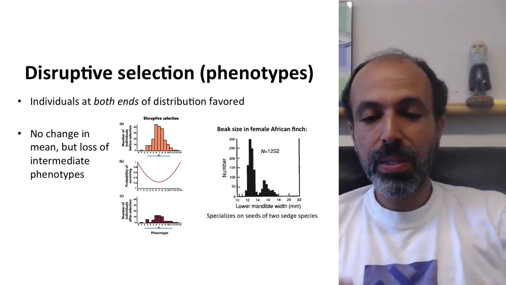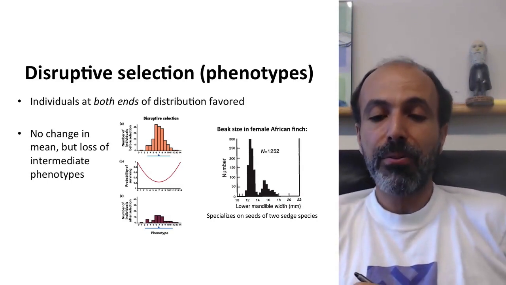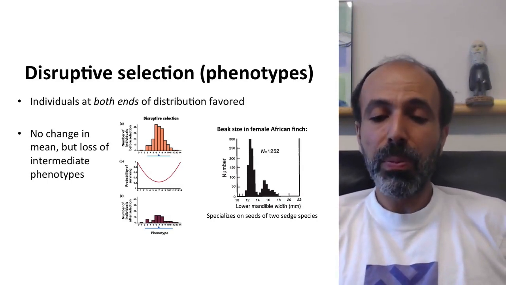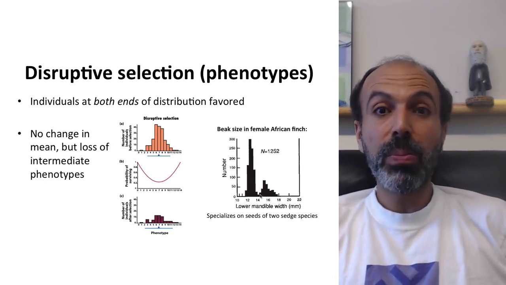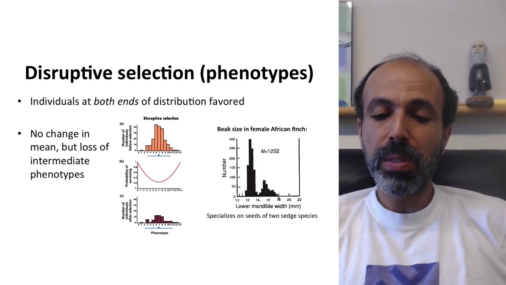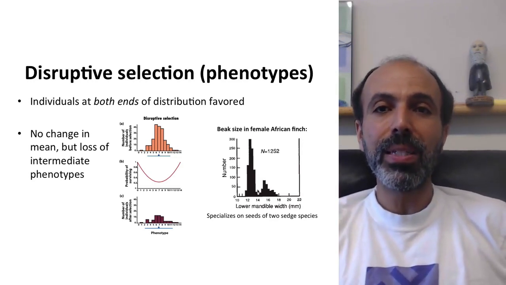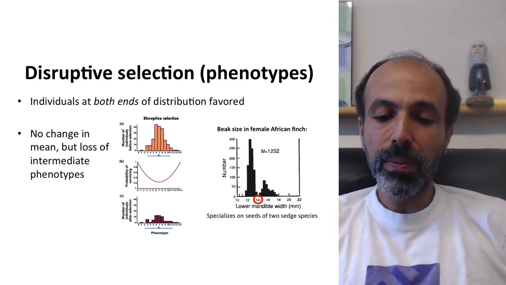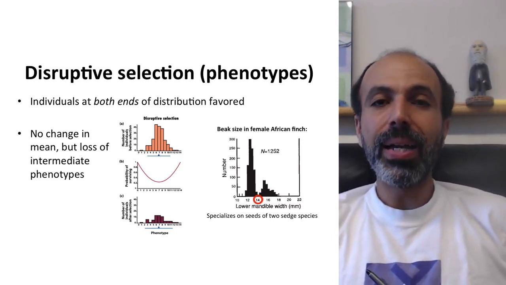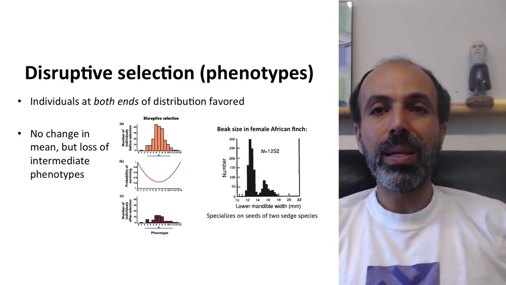There are examples of this. This is one that was published around 1992 or so. This is looking at beak size in African finch. What people found is that when you're looking at the females, they tend to specialize on 2 sedge species seeds. And those with particular bills, this set can specialize on one type, this set can specialize on another type. But the intermediate ones actually are not as good at either type of seed. So the intermediate ones here, the ones near the mean, are not as good. They have lower fitness. It is better to have one of the more extreme phenotypes.